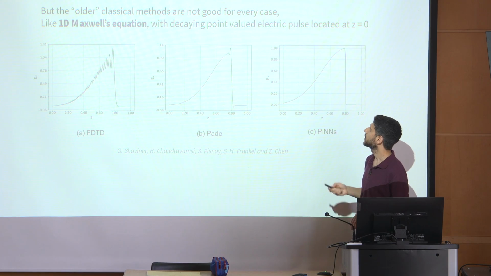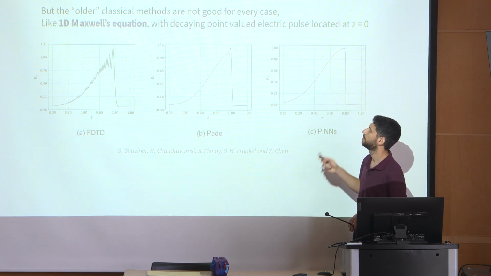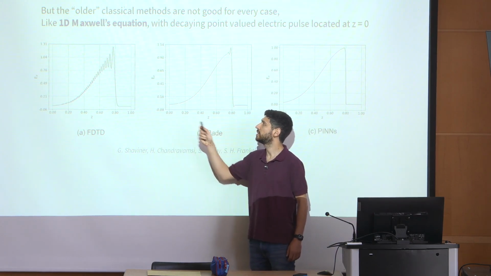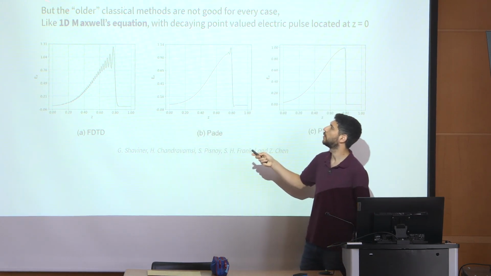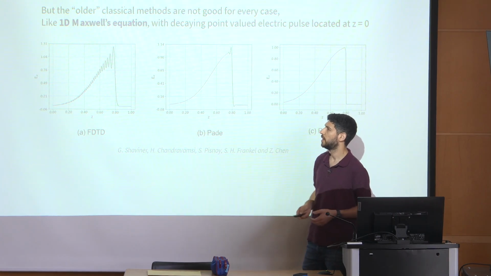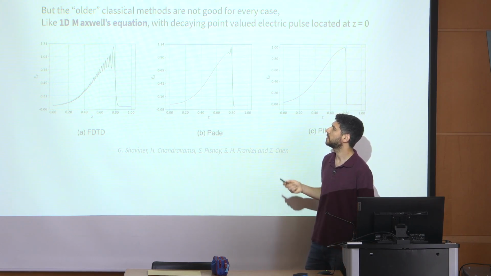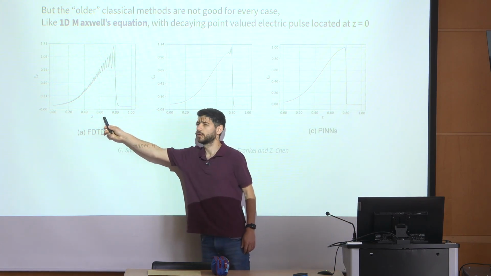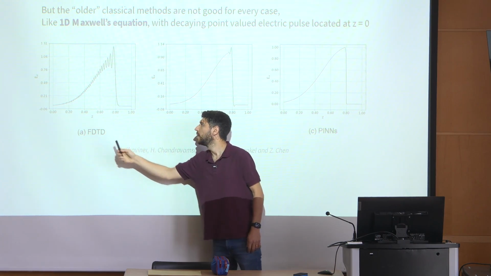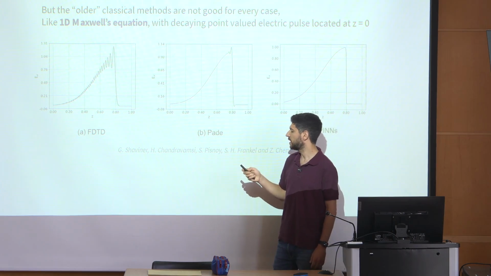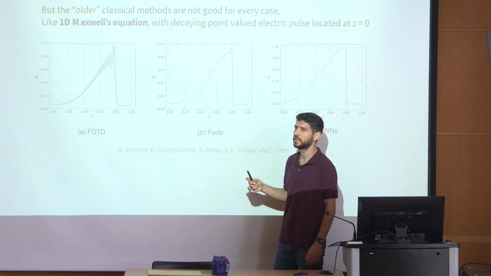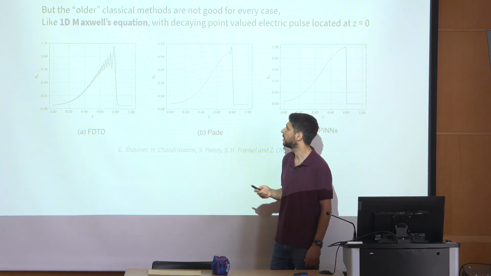So, as you can see in those graphs, this is a solution to a 1D Maxwell's equation. From now on, we're going to focus mainly on Maxwell's equation. This is the solution using FDTD, finite difference time domain. And you can see the many oscillations that appear here. Even after post-processing, it's still oscillating quite a lot.